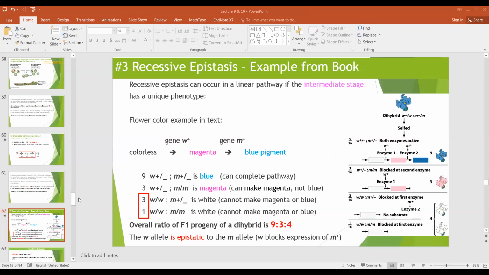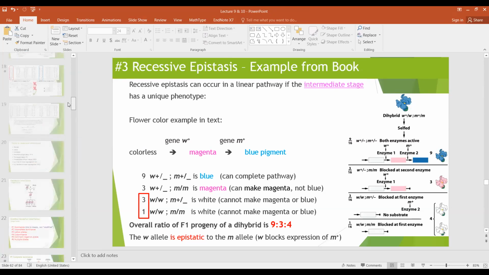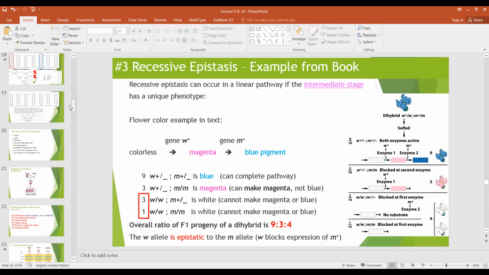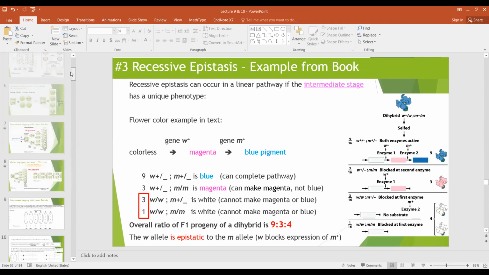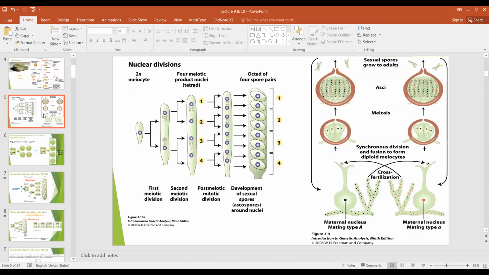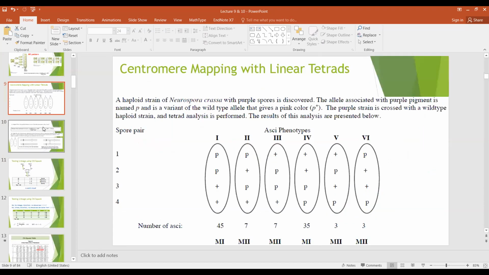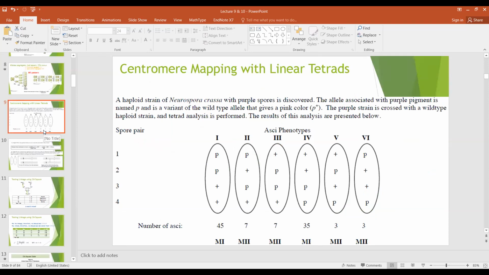So tomorrow's quiz, I don't think I'm going to cover today's stuff. Tomorrow's quiz will be focusing on the Neurospora, how we map the genes between genes or between gene and the centromere using the haploid organism model Neurospora. So that's for tomorrow's quiz.